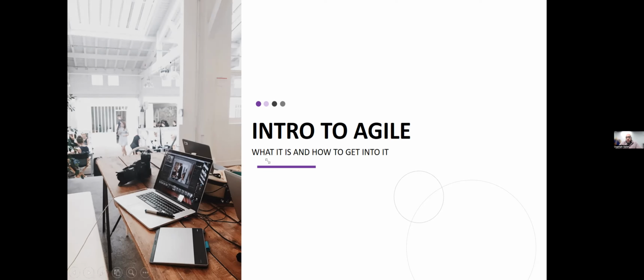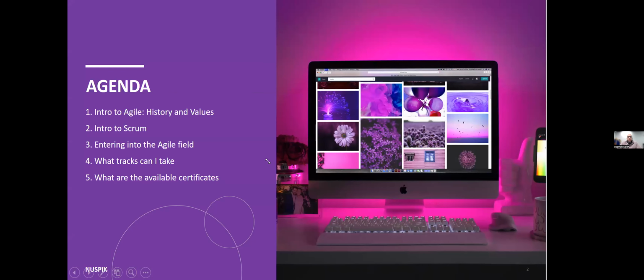In terms of the agenda, we want to start with an introduction to Agile, an introduction to Scrum, and Scrum events, some of which were already covered. Then how to enter into the Agile field as you're interested in this, what tracks you can take, and what the available certificates are.